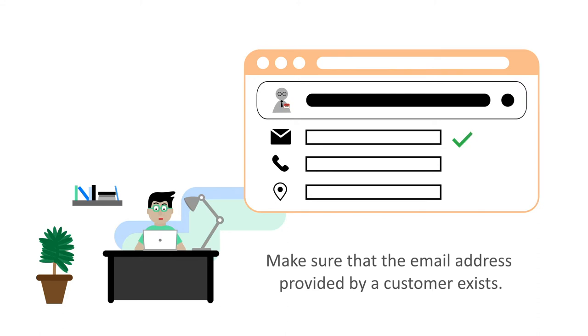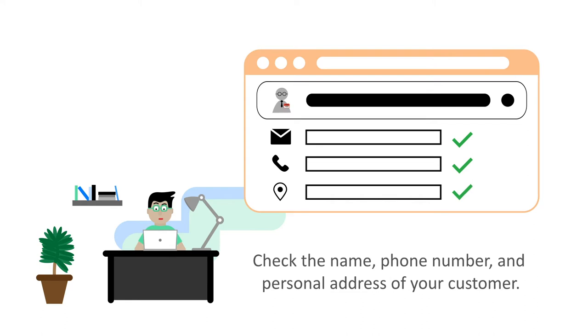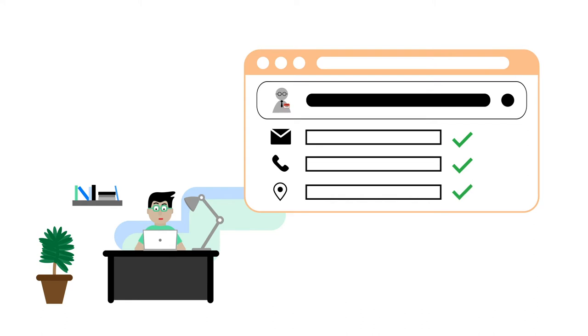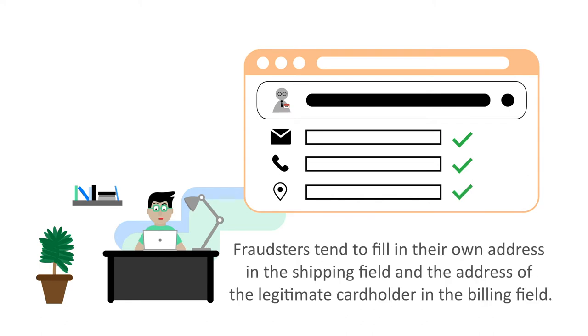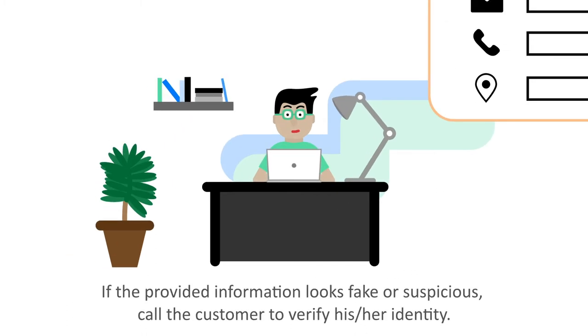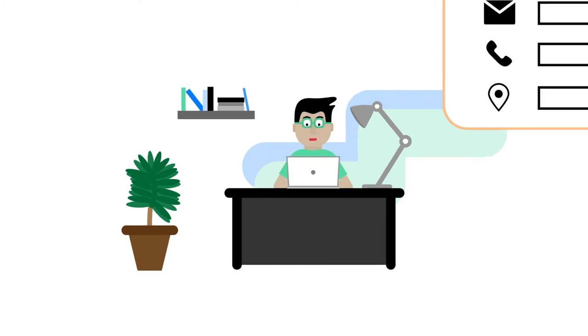Make sure that the email address provided by a customer exists. Check the name, phone number, and personal address of your customer. Fraudsters tend to fill in their own address in the shipping field and the address of the legitimate cardholder in the billing field. If the provided information looks fake or suspicious, call the customer to verify his or her identity.